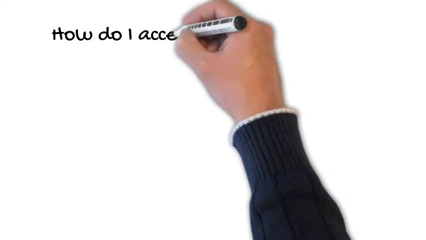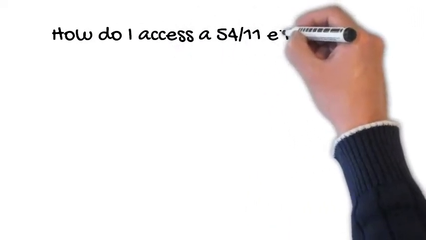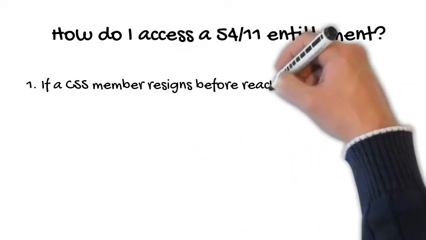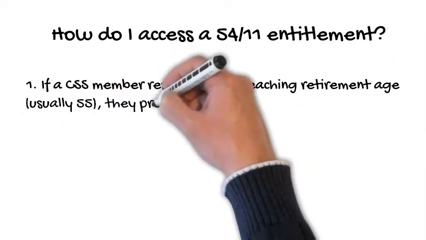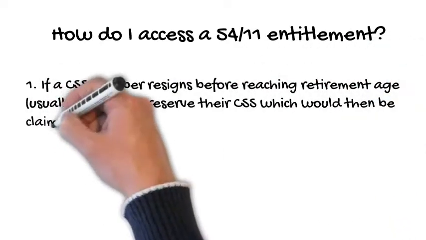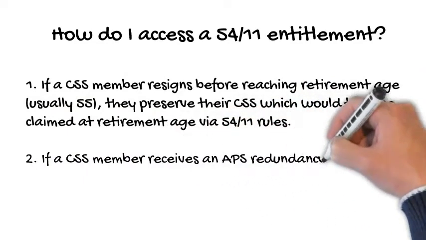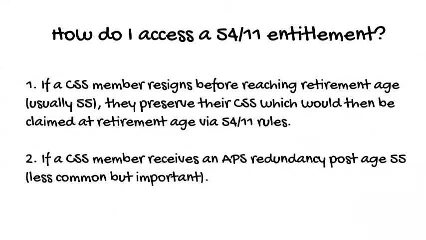There's two main ways to access the CSS 5411 calculation. The first one is by ceasing employment with your contributory employer prior to your recorded retirement age, whether that is 55 or 50, and not going on to another contributory employer before your retirement age. That's an important point. The second one is by taking a redundancy after age 55. This can sometimes re-trigger the CSS 5411 calculation as well. Both these circumstances do need to get advice.